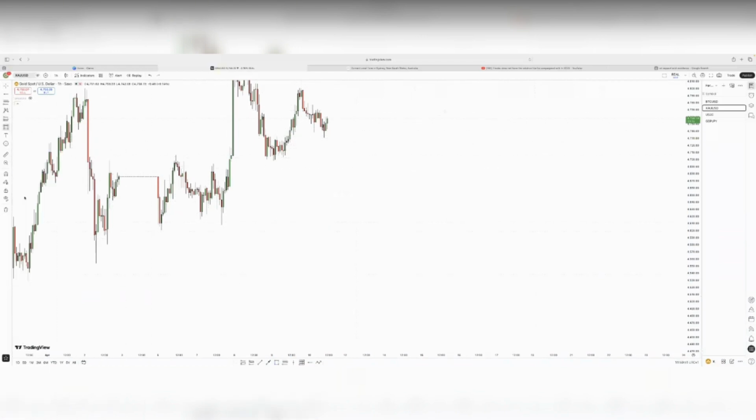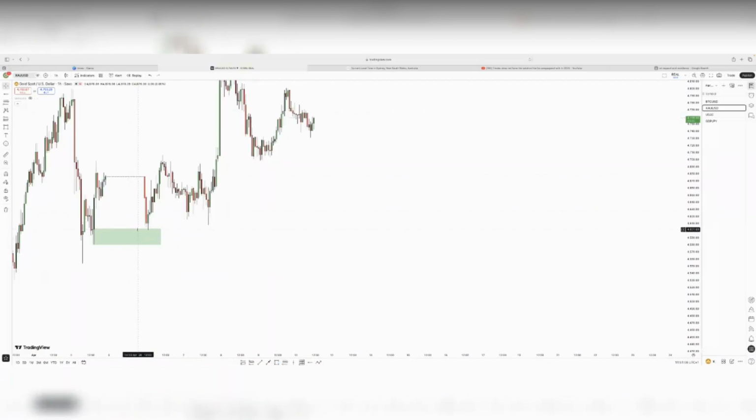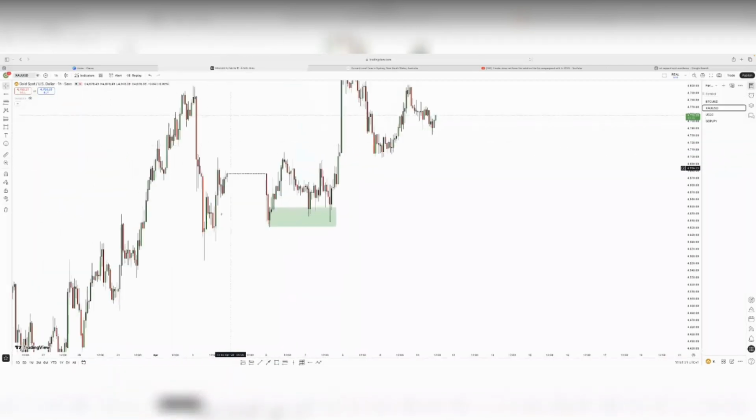Now, in this scenario, this low right here created this high. This becomes your order block. And in this scenario, this low right here created this high. This becomes your order block as well. This is a perfect example of an order block. Let's look for other examples.